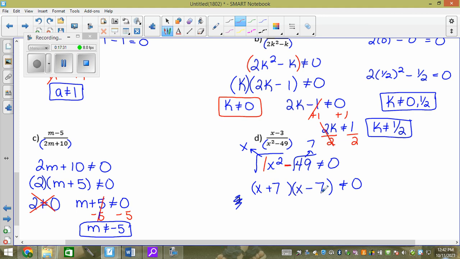And then, am I done? No, I need to take each of those and set them not equal to 0 and solve, right? So I get x plus 7 can't equal 0, and x minus 7 can't equal 0. This one I'll subtract my 7, and I get x can't equal negative 7. So I'm going to add my 7, and I get x can't equal 7.